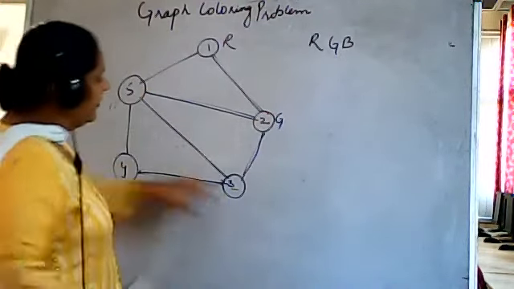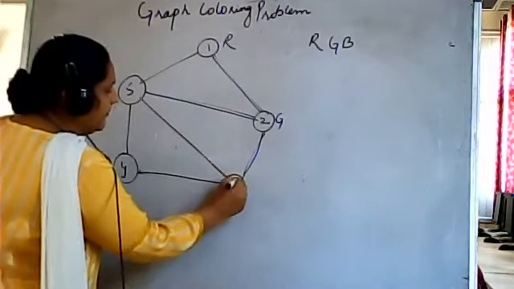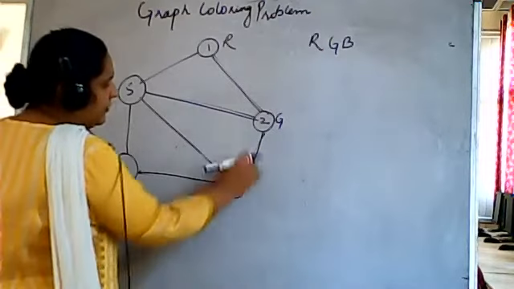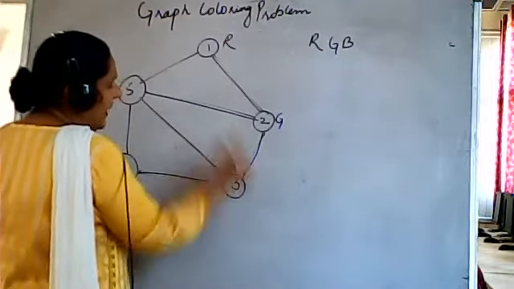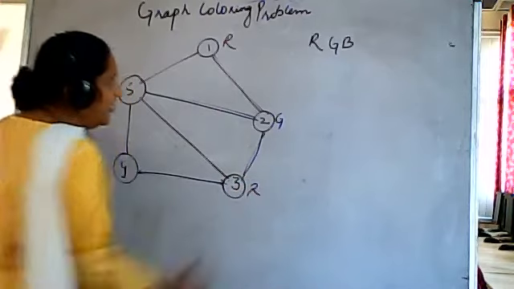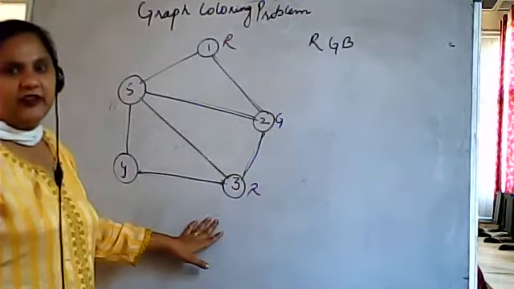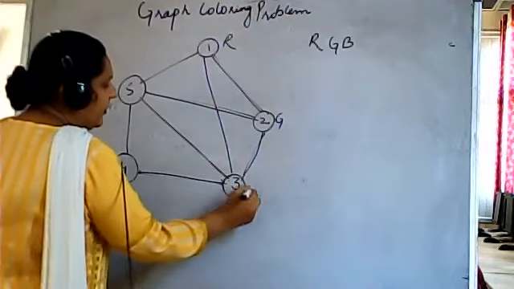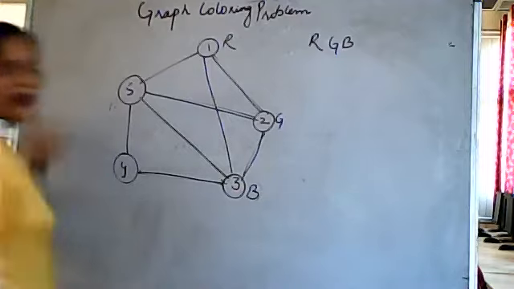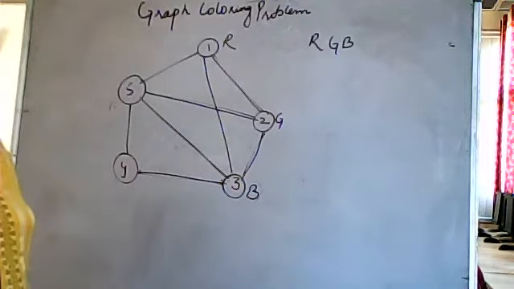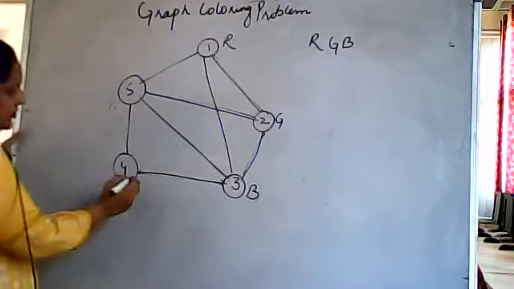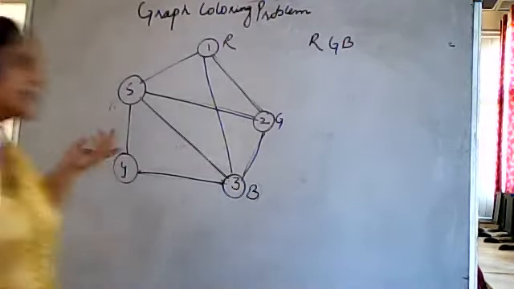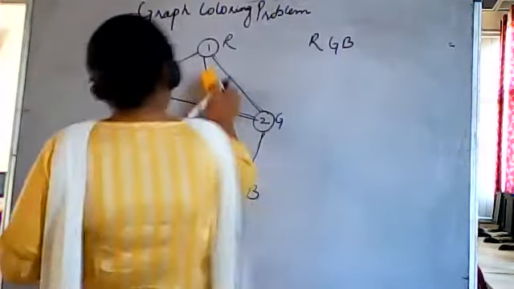Now, with which color can we paint node number 3? We cannot paint it green because 2 and 3 have an edge between them, and we can paint it with red because we don't have a direct edge between 1 and 3. If it would be like this, then we have to take the third color, that is blue. If it would be like this, then we have to take a different color. Fine. Now see, this is the RGB. I have made an edge. If I remove this edge, then we can paint node number 3 with the red color.